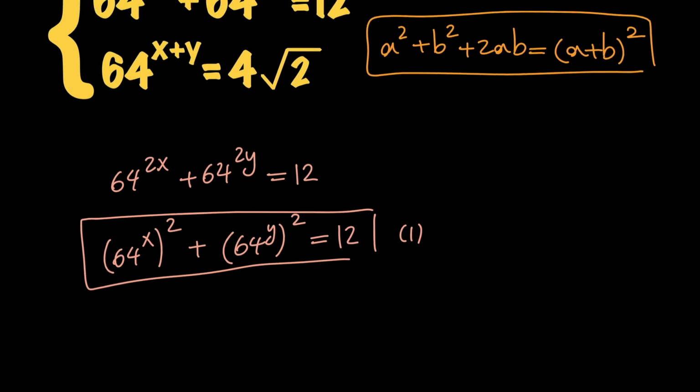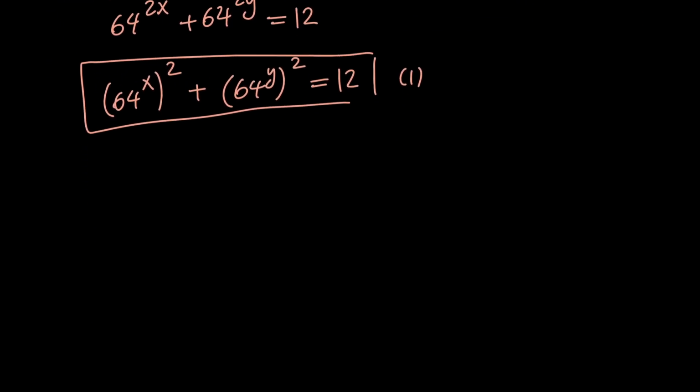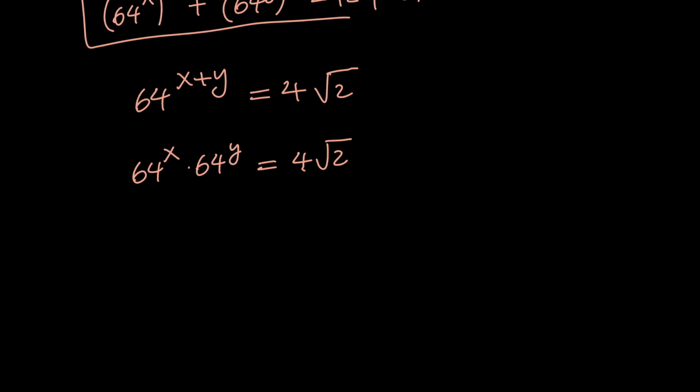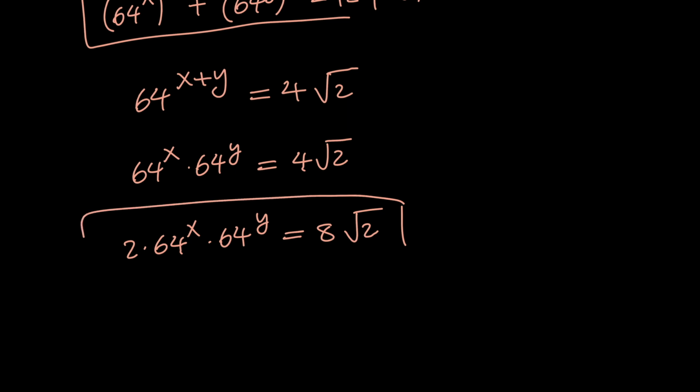Next, let's talk about the second given equation. We have 64 to the power of x plus y equals 4 times the square root of 2. Cool. Next, I'm going to split the left-hand side into 64 to the power of x times 64 to the power of y. So we're going to have this, and then I'm going to multiply both sides by 2 to get 2 times 64 to the power of x times 64 to the power of y equals 8 times the square root of 2. And I'm going to call this equation number 2.